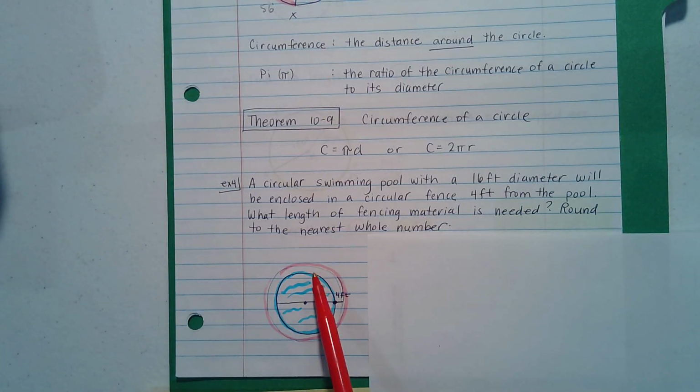So here's the picture of the pool. It says it is 16 feet in diameter, so the radius is half the diameter, so that's 8 feet, plus another 4 feet. So always draw the picture to better understand the problem. So now we're looking at a radius of 8 feet plus 4 feet, because to find the circumference it's C equals 2 pi r.